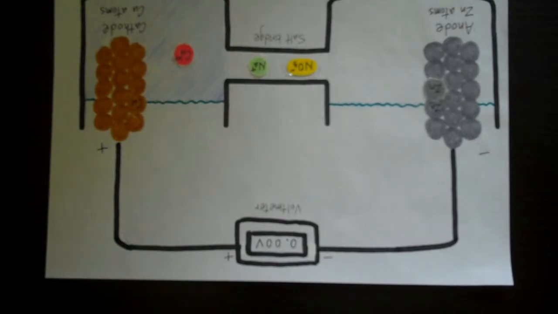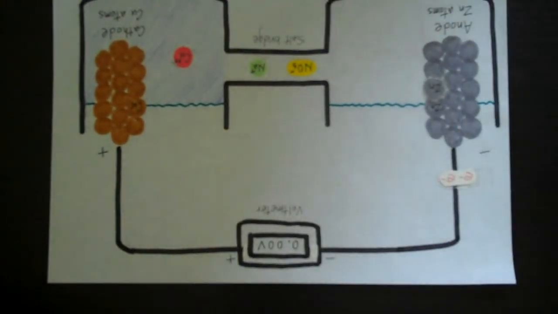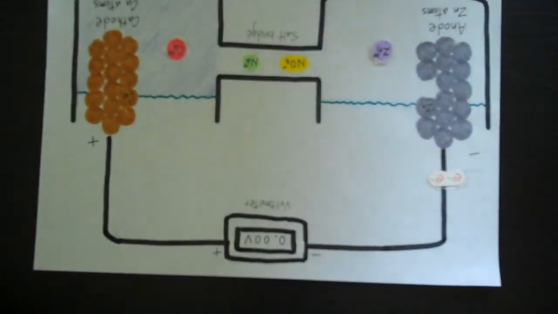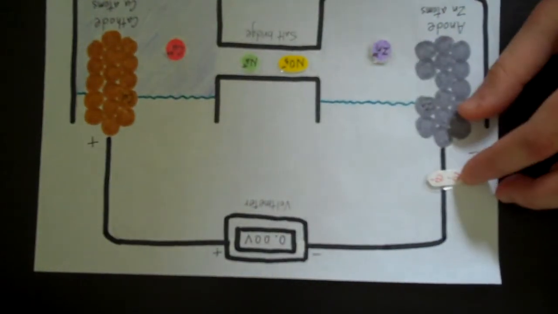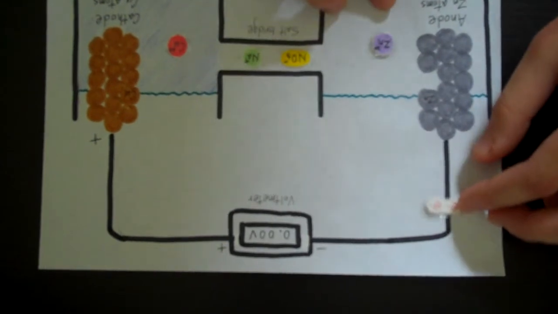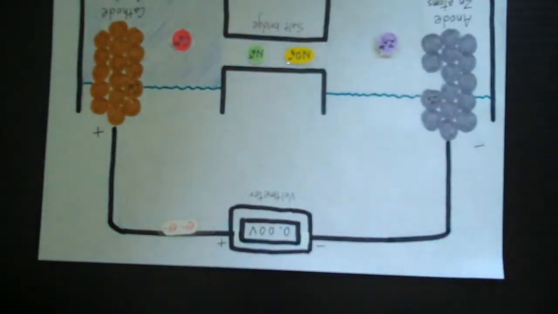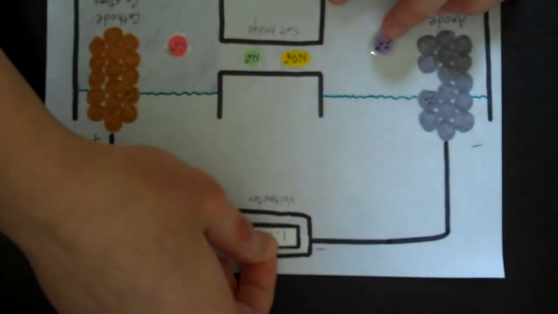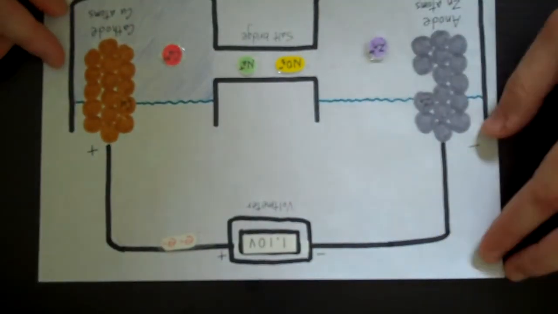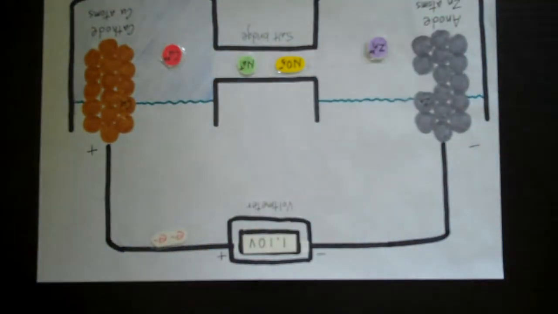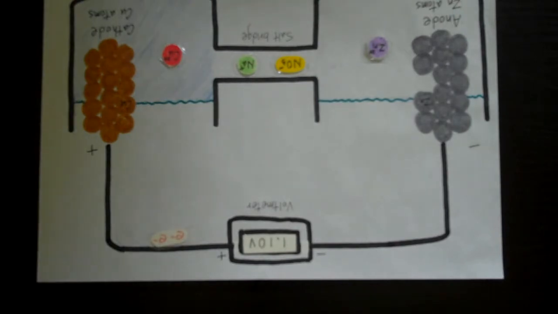When the reaction occurs, the zinc atom loses 2 electrons and it dissolves into the solution to become zinc 2 ion. The 2 electrons will then travel toward the cathode. When they pass through the voltmeter, there will be a reading because the flow of electrons created a current. And you may wonder, why is it 1.10 volt?